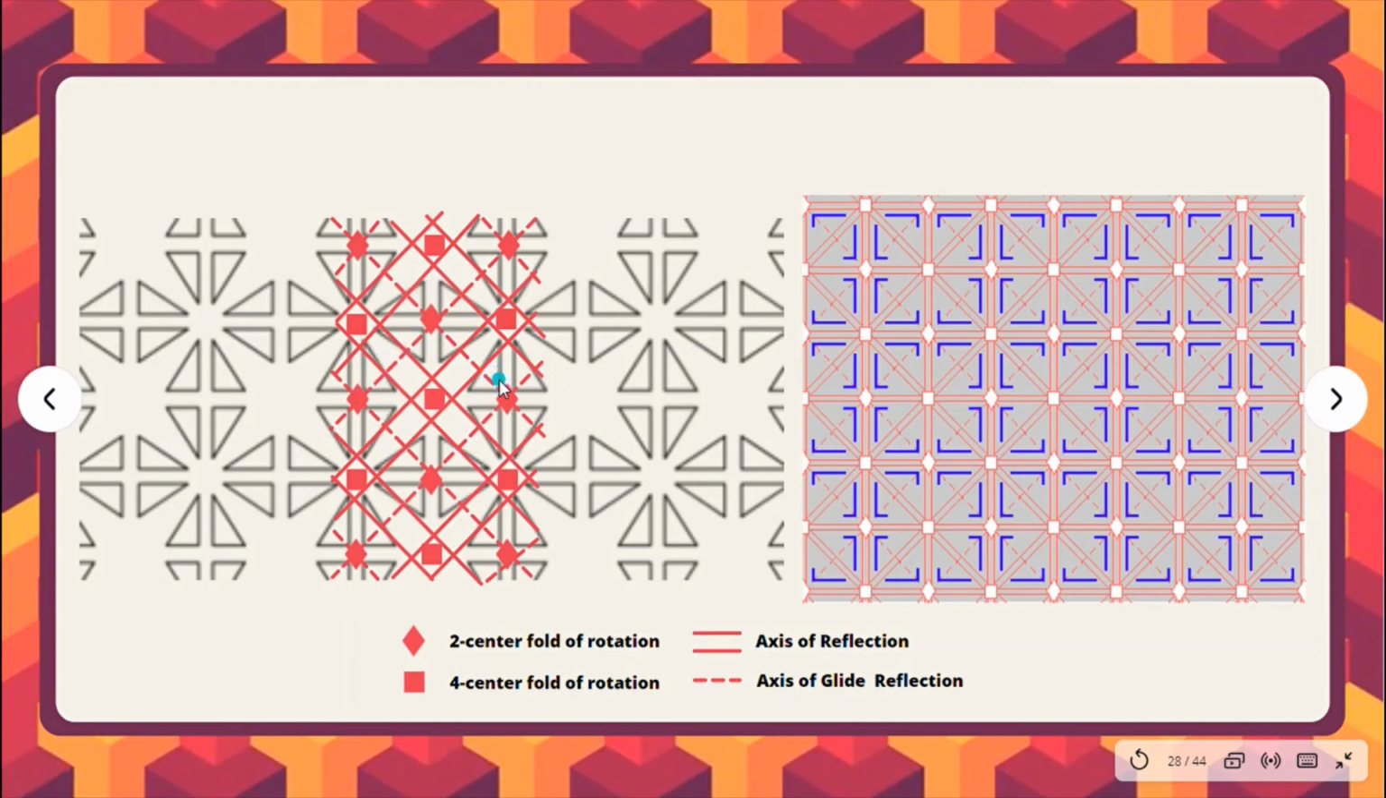For the axis of reflection, we can see that here there is a diagonal reflection evident in this wallpaper group. And for the axis of reflection, we have diagonal ones as well, running through the fixed points of the 2 centerfold rotations. Hence, we can form these patterns after a combination of these 4 compositions.